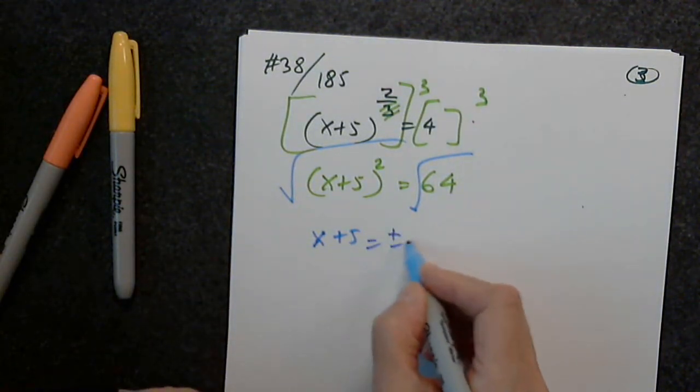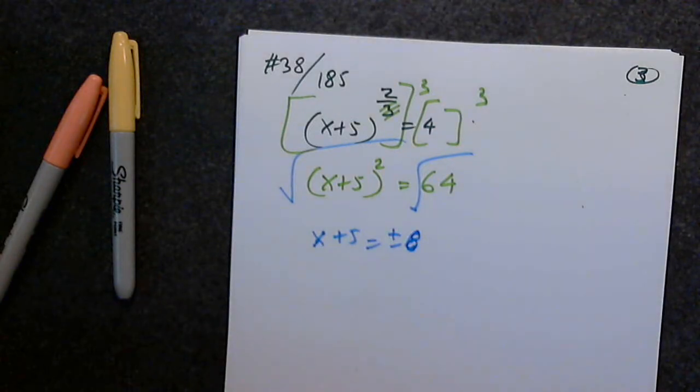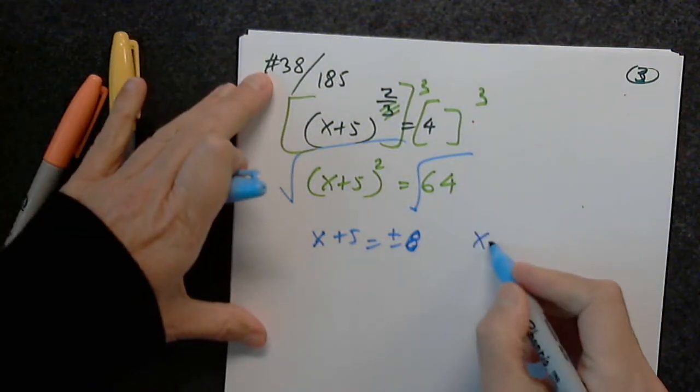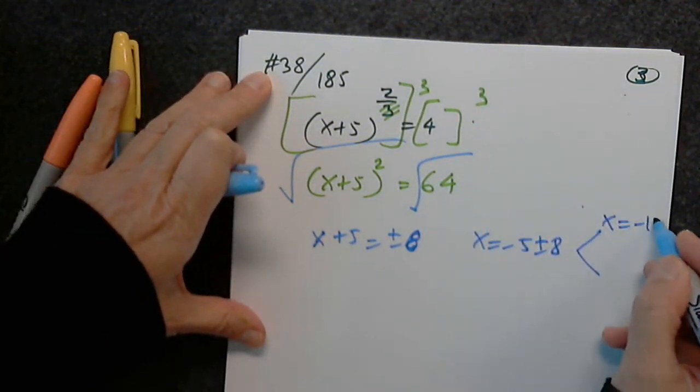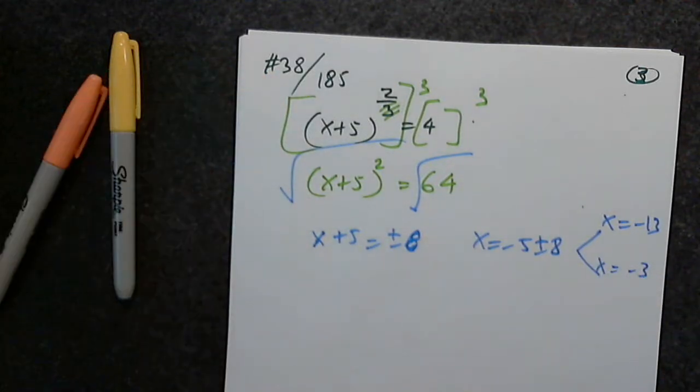You cannot get credit. Remember, that's why I asked, is it quadratic? Is it linear? So you know what to expect, right? So then we have x equals -5 plus or minus a. That's why we have two solutions, -13 and -3. So be careful on that.